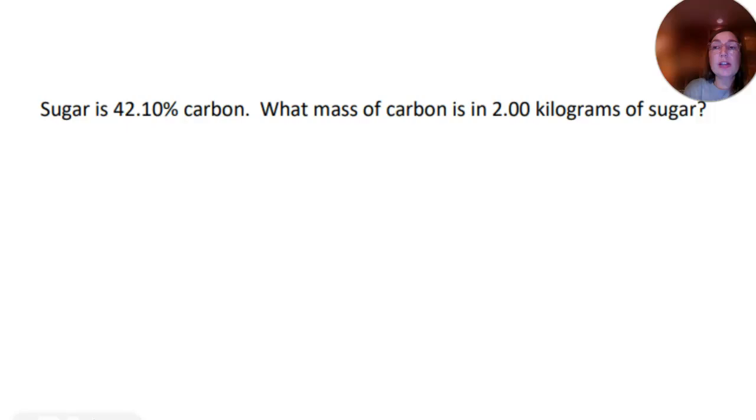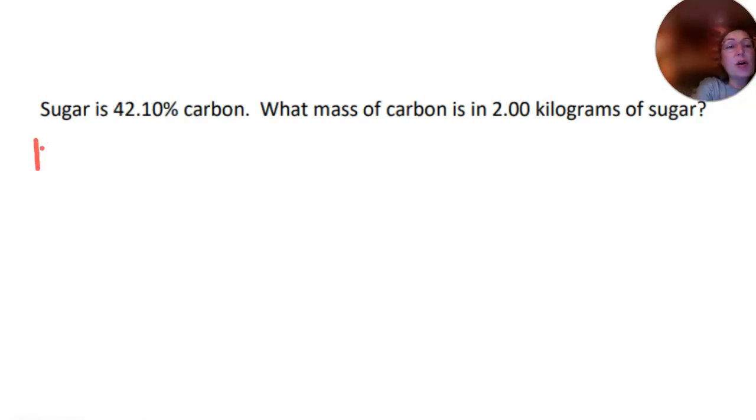Okay, so sugar is 42.1% carbon. What mass of carbon is in 2 kilograms of sugar? This would be a great place to pause and try the example we just did. Try to apply the same thing to this problem. Did you pause and try? Okay, well, let's give it a try together.